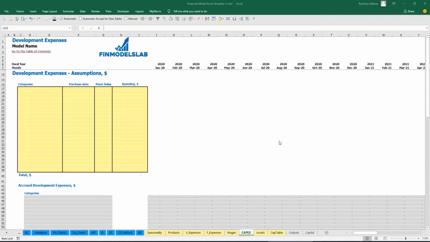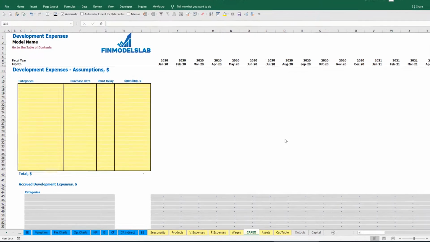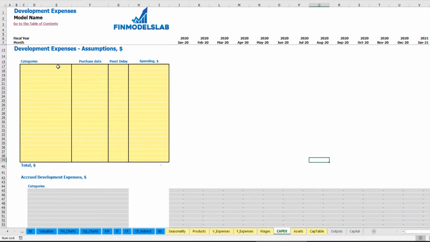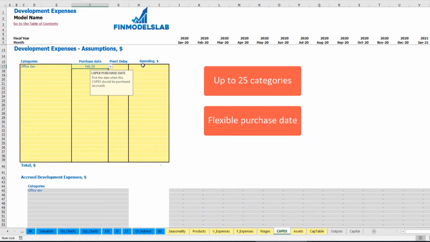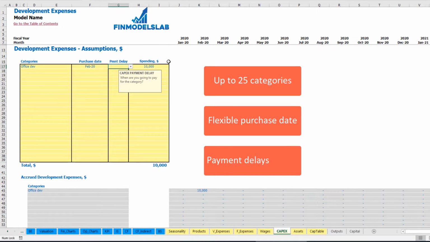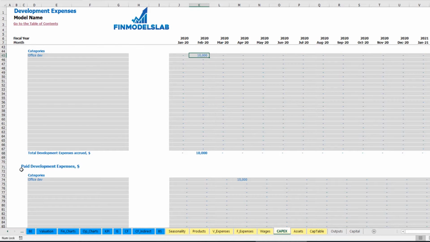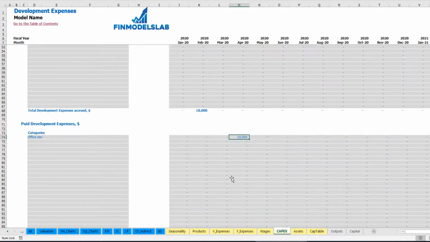On the CAPEX tab, you may input up to 20 development expense categories. Let me give you a couple of examples. For example, office development with a purchase date of February 20 with spending of $10,000. And you also can input payment delay. What does it mean? Let me set up 2 months, for example. It means that this amount will be accrued in February because the purchase date is February, but paid development expenses will be in April 20 for this office development.